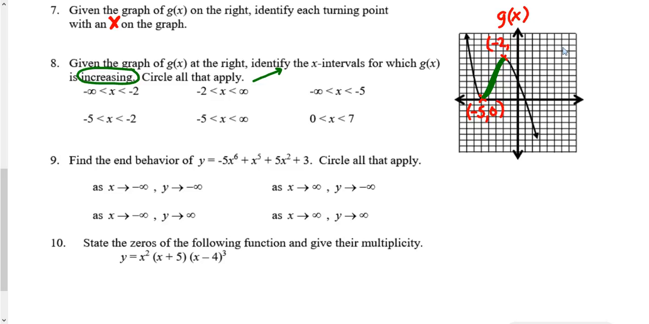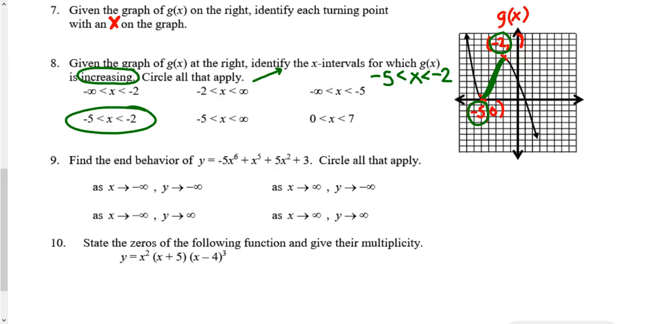I don't really care what the y value is for finding increasing, decreasing. I only use my x's. So I'm increasing from negative 5 to negative 2. So I would write that as negative 5 is less than x is less than negative 2. I'm going to write this answer down, and then I'm going to look for it, and here it is. There's only the one piece there. So the other answers do not get used.